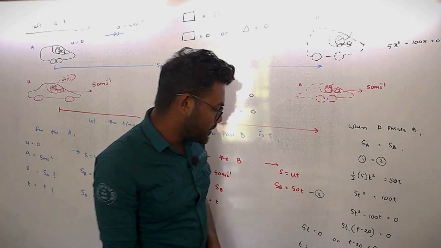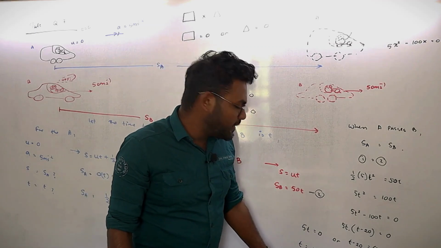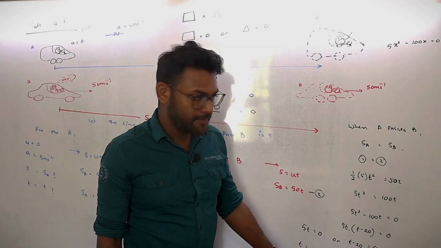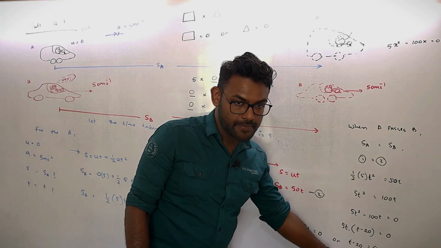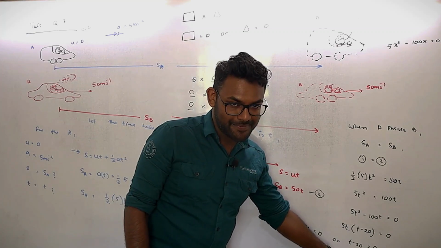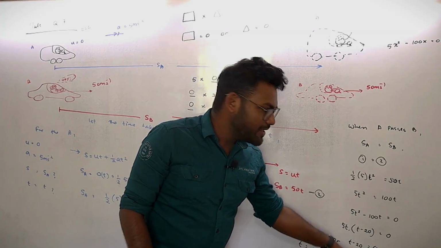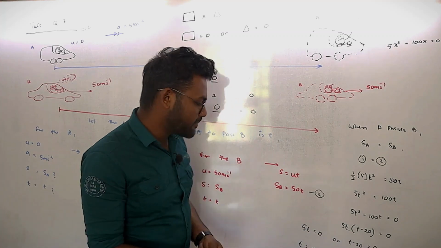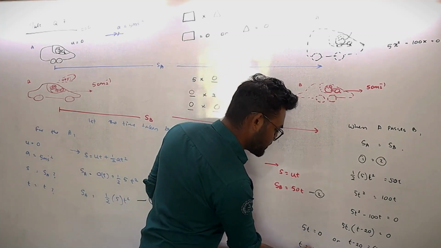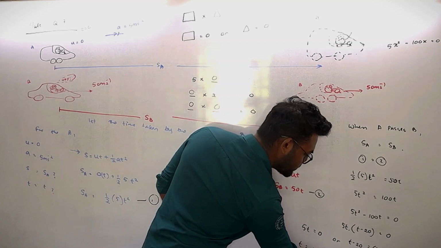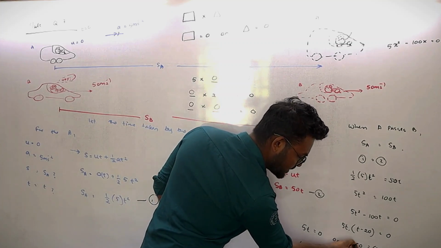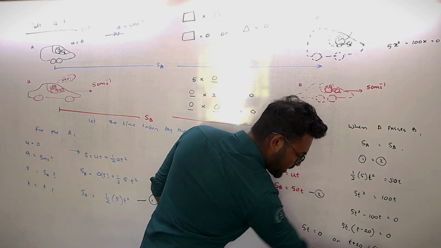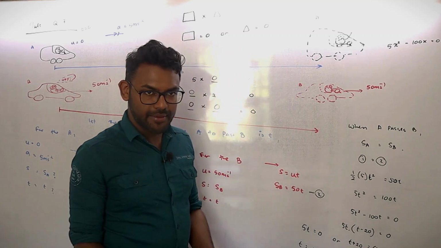Yeah, okay. So what could be the valid solution here? Is it this or this? Well, when you find the time and you take it to be minus... Let's say this was t plus 20 and 10 to the other side, so it becomes minus 20.